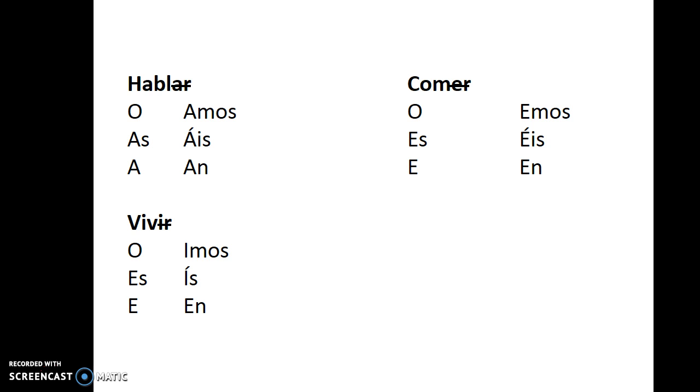Notice the difference between ir and er verbs. If we were to conjugate vivir, yo vivo en Nacogdoches, tú vives en Nacogdoches, él vive en Nacogdoches. Our nosotros form is the only one that's different. We have vivimos instead of vivemos. Vivís instead of vivéis. So really we have 2 forms that are different, the nosotros and the vosotros.